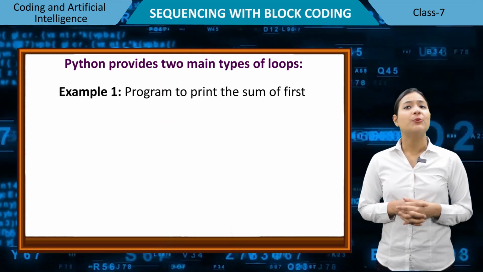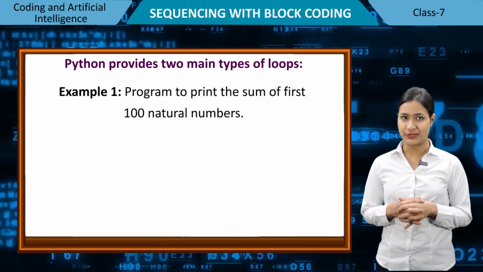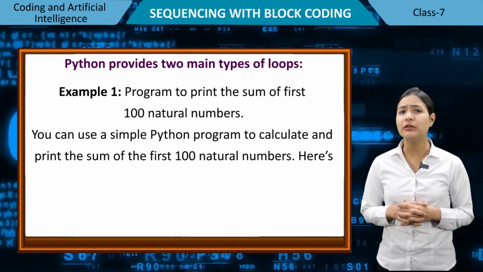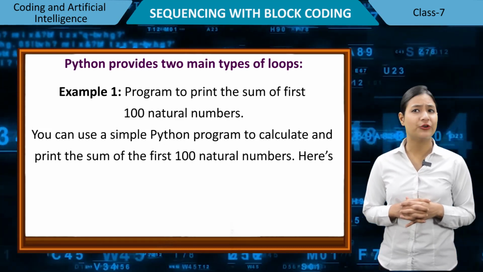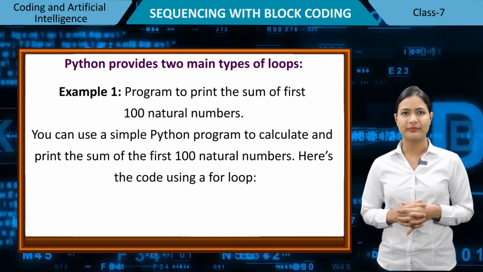Example 1. Program to print the sum of first 100 natural numbers. You can use a simple Python program to calculate and print the sum of the first 100 natural numbers. Here is the code using a for loop.